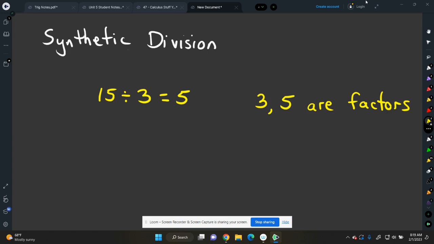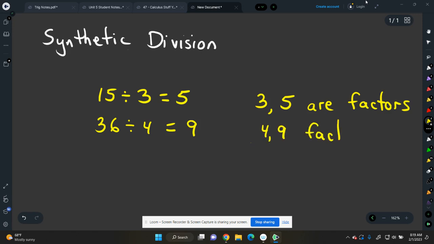So if I have 36 divided by 4, what does that equal? 9. So now what do I know? 4 and 9 are factors, right? Those are not the only factors, but I know they are factors because there's a 0 remainder. And I also know that 4 times 9, what does that equal? 36. Okay?